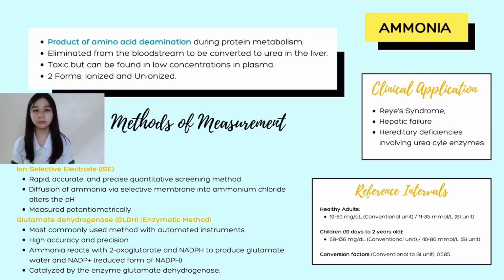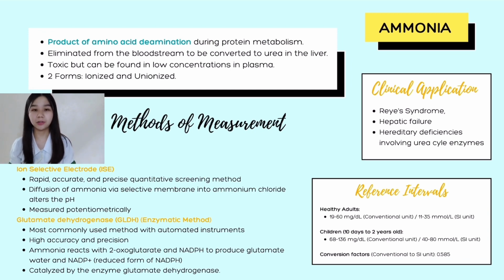form. The concentration of ammonia in blood provides important information in certain clinical conditions, such as Reye's syndrome, hepatic failure, and hereditary deficiencies involving urea cycle enzymes. Reye's syndrome is an acute metabolic disorder in the liver which commonly occurs in children. The most frequent cause of abnormal ammonia metabolism is severe liver disease. The methods of measurement of ammonia.